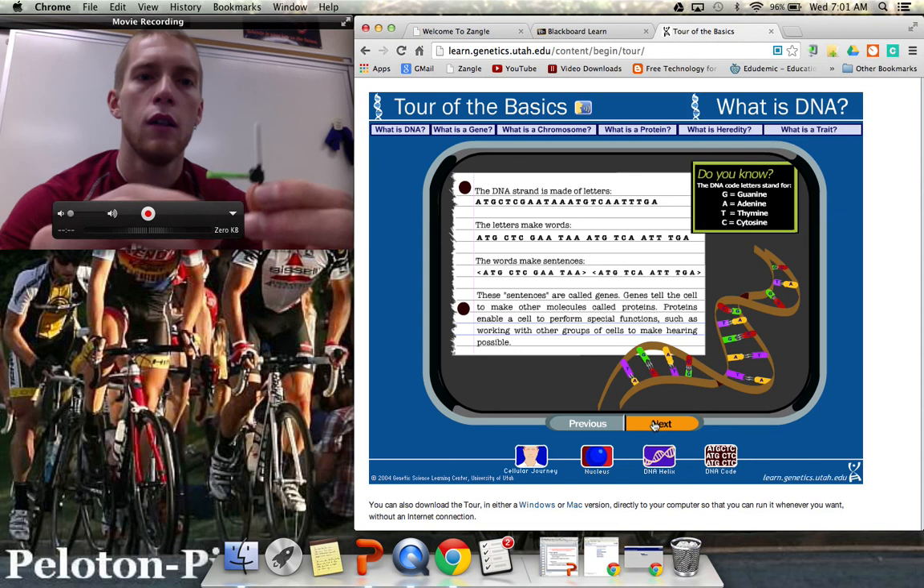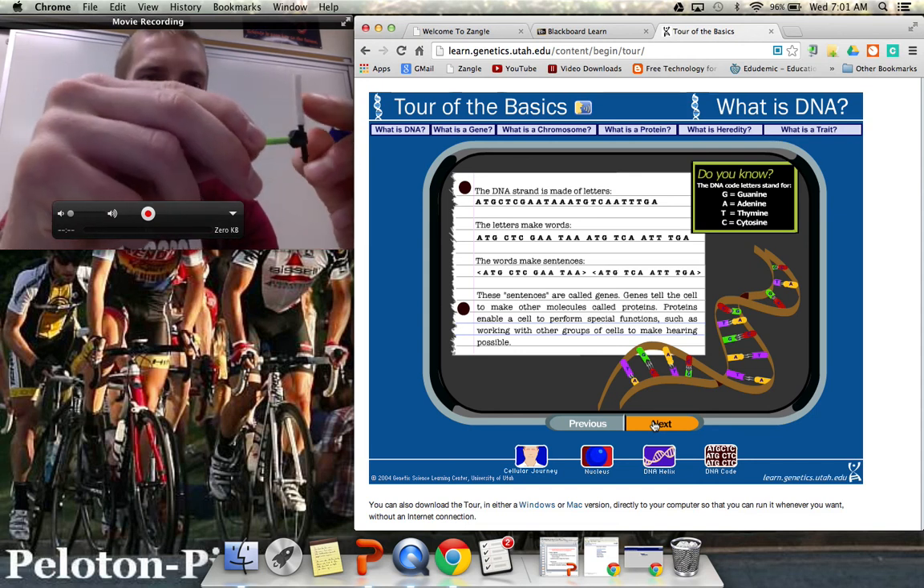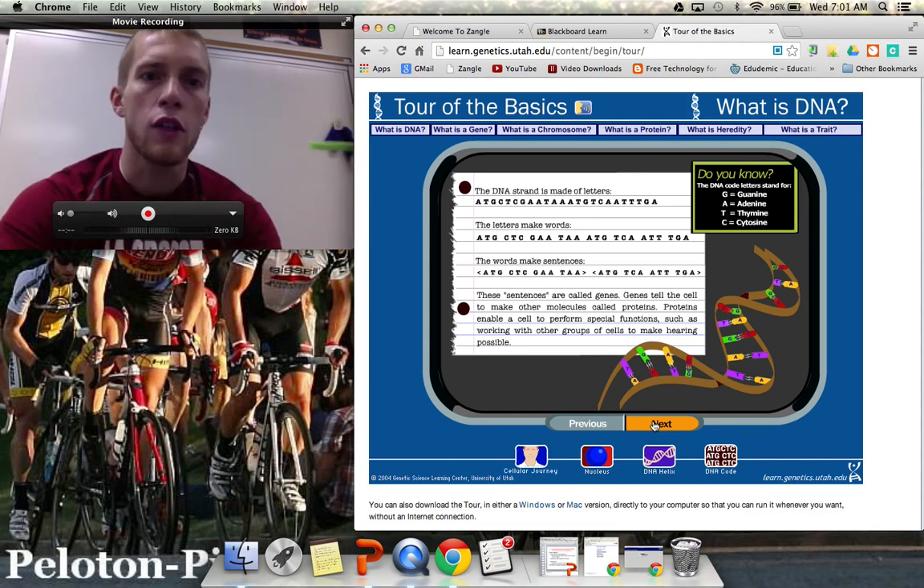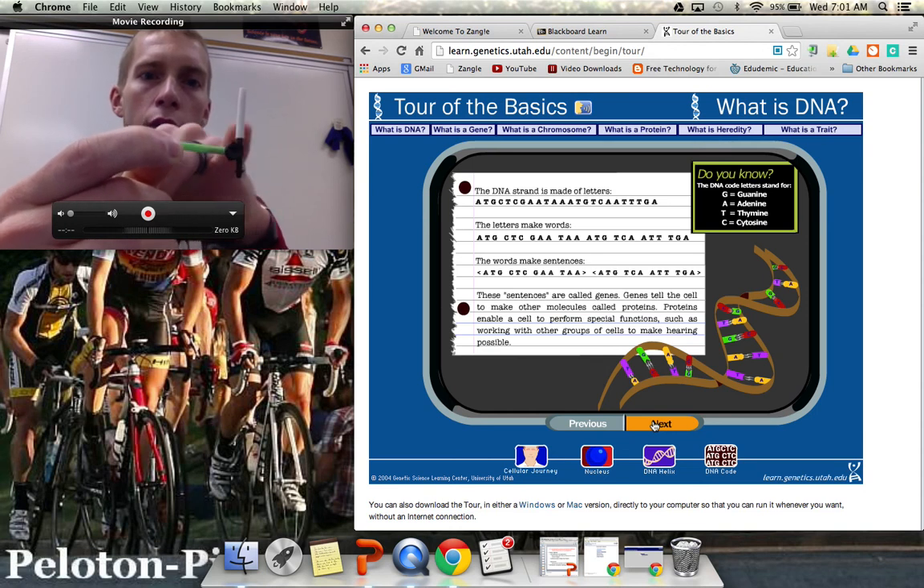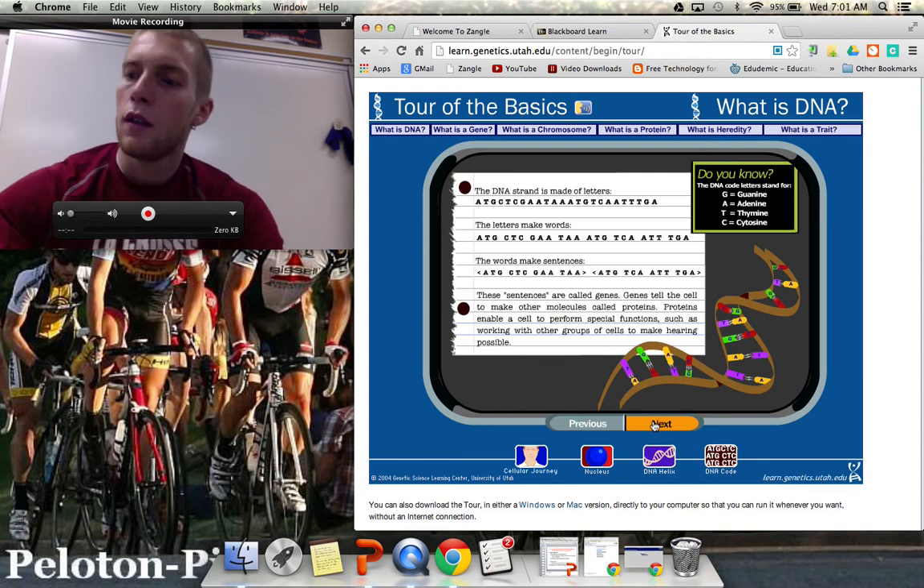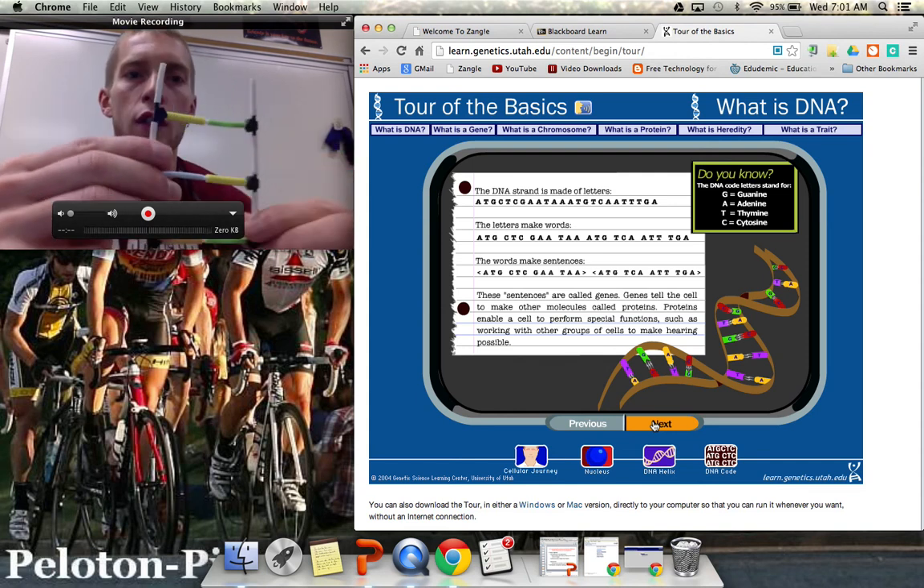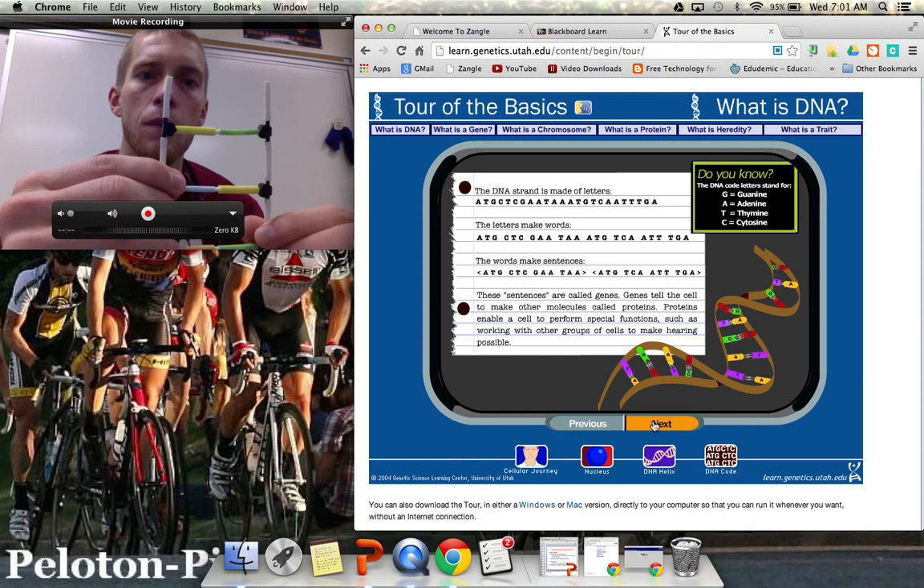A single sugar, phosphate, and nitrogen base make up what we call a nucleotide. So this individual right here is what we call a nucleotide. A sugar, a phosphate, and a nitrogen base. Different nucleotides are strung together to make a DNA molecule.